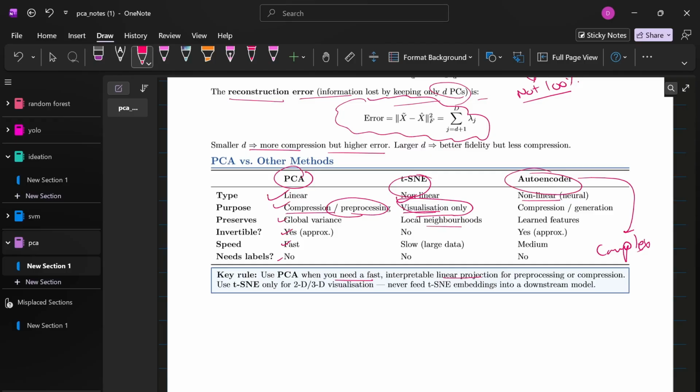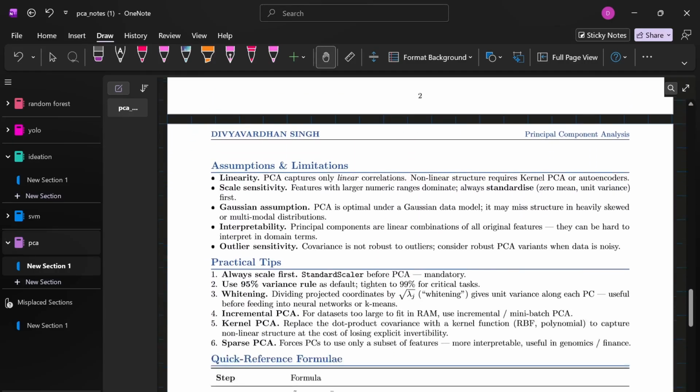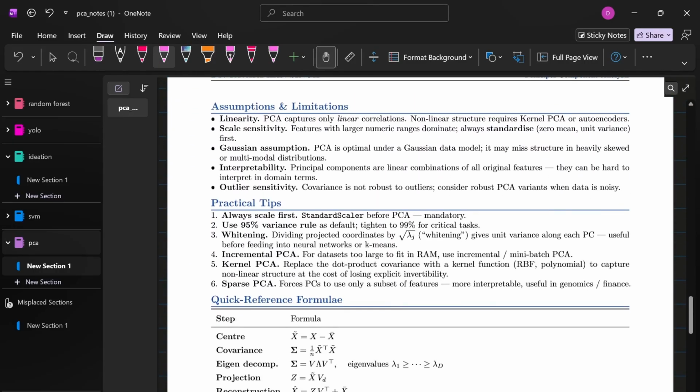Moving forward to the next section, we have the limitations, pro tips, and some of the key takeaways. Okay, so there are some limitations for this technique. Number one, PCA is linear. It can only find straight line patterns in your data. If your data has complex curves or non-linear structure, PCA will miss it. In that case, you will use kernel PCA or the autoencoder instead.